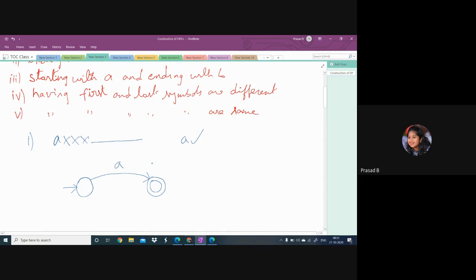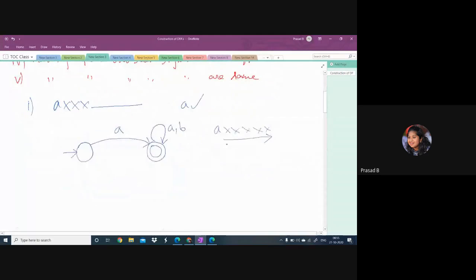Okay, this is the rough diagram. Here the first symbol should be A. After that, it can be anything, because if it is starting with A, then accept. After that, it can be any combination of A and B. Suppose instead of first symbol A, the first is B, then whatever comes after, we don't want. So first symbol A, then only we'll go to final. If first is B, we should not accept.